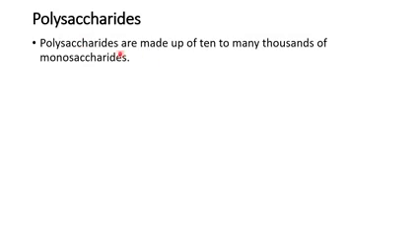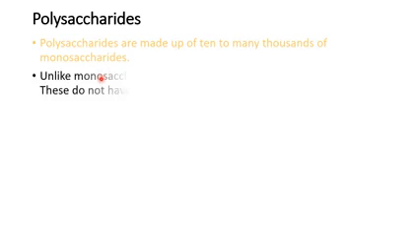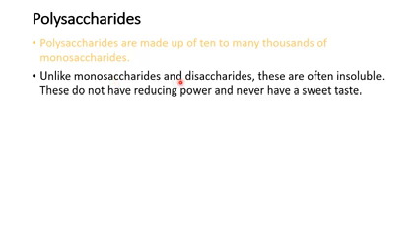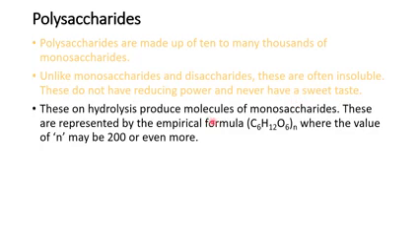Next one is polysaccharides, which contain more than 10 monosaccharides, so 10 to many thousands of monosaccharides. Probably in starch there will be like 10,000 glucose units present. Unlike monosaccharides and disaccharides, they are often insoluble. Probably starch is not soluble in water. They do not have a reducing power and never have a sweet taste. Okay, that's one of the important characteristics of the polysaccharides.